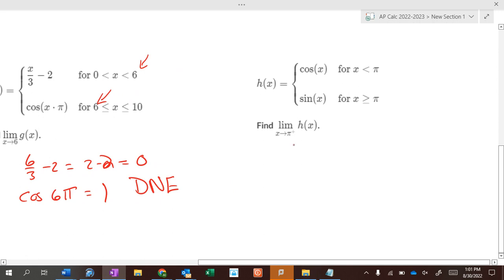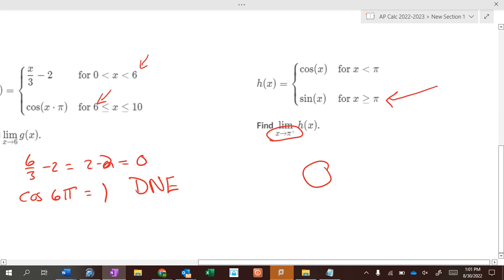Okay. This says, find the limit as x approaches pi from the right. Which one do we use? The cosine or the sine in this one? Why the sine? Because it's greater than or equal to sine. So we're approaching it from this direction, which is a sine. What's the sine of pi? 0, because it's the y value at pi.